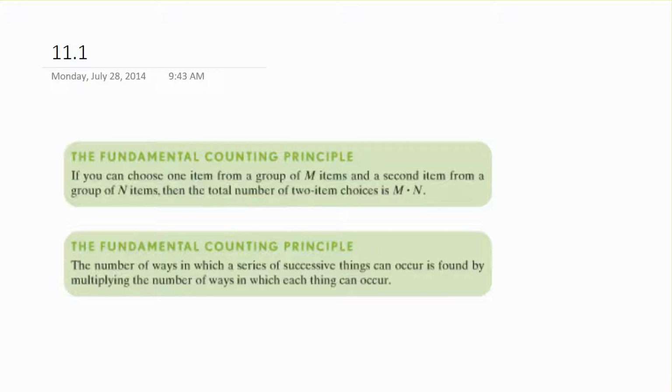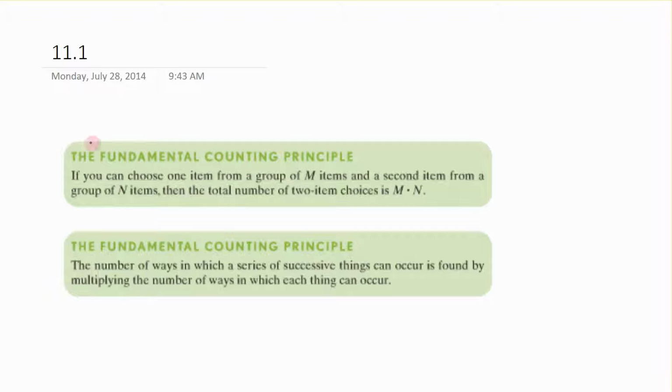This is section 11.1, and in this section we're going to do our prep work for studying probability. Before you can actually study probability, you have to be able to effectively count the ways that something can occur. And sometimes the ways that something can occur, say for example, the lottery, the ways that those numbers can occur is huge.